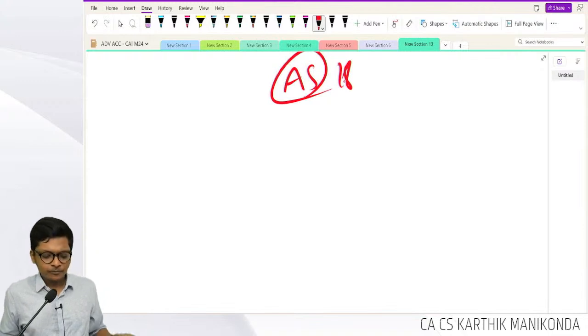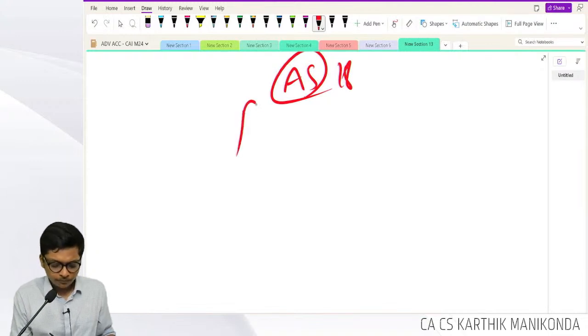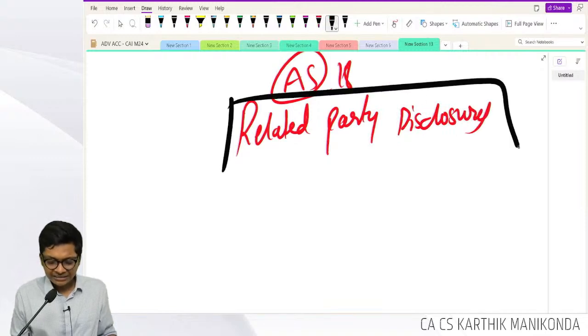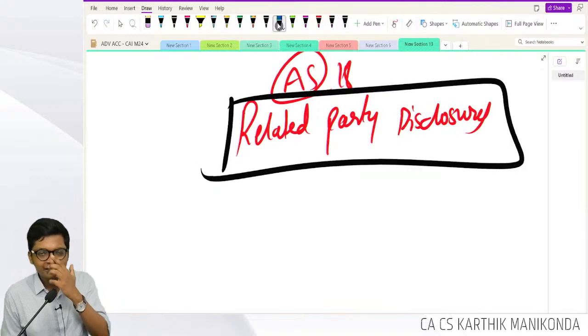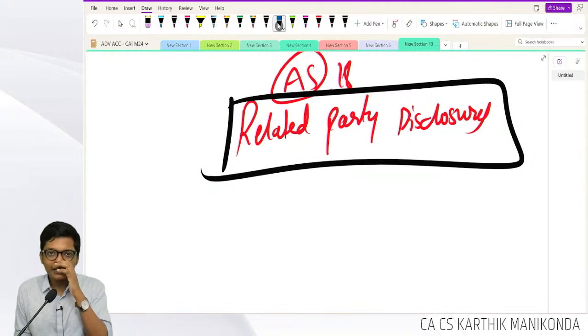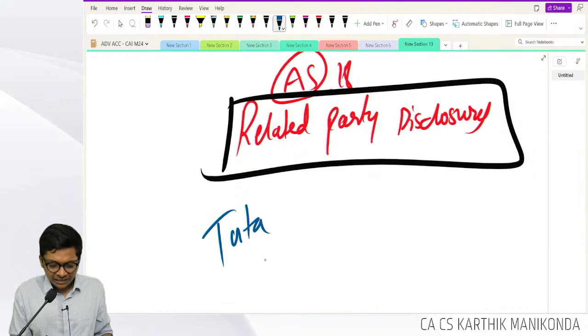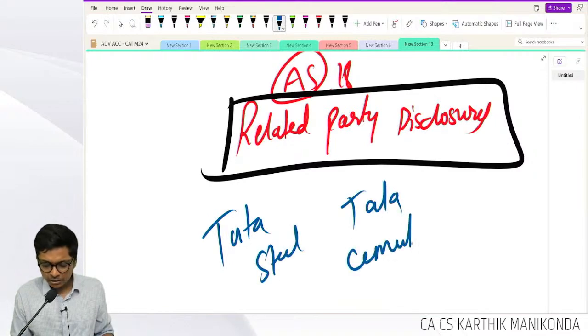AS 18 basically talks about related party disclosures. The myth behind the standard is that it's a scam standard. People are trying to do related party transactions. No. Imagine Tata Steel, Tata Cement and let's say Tata Motors.